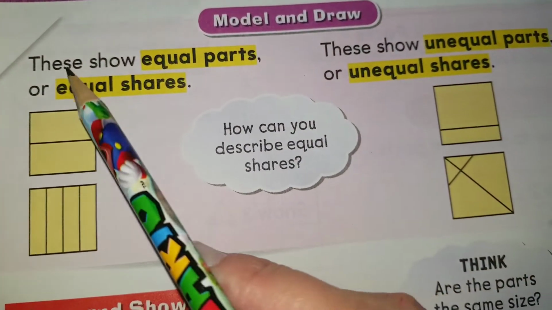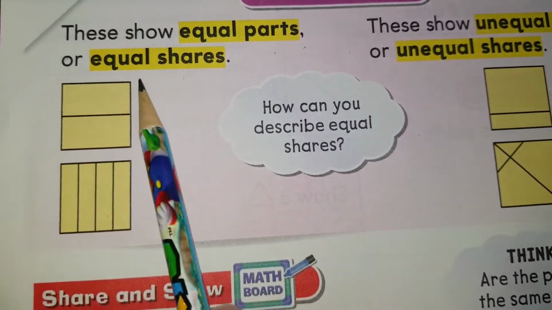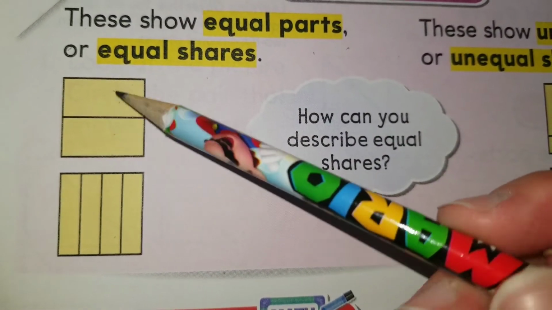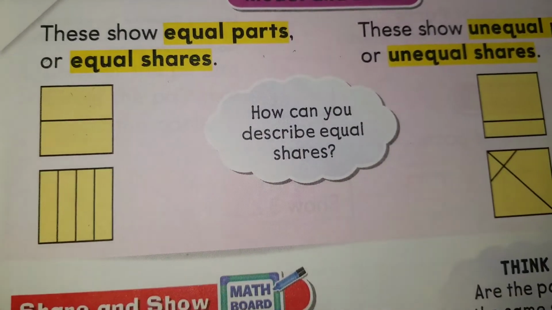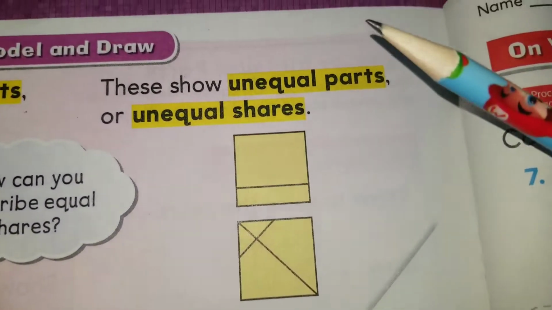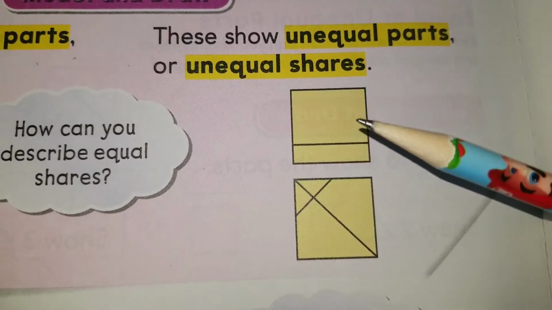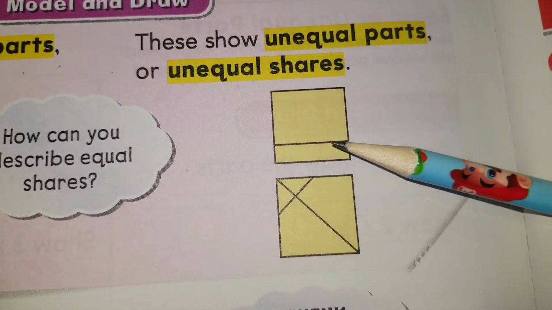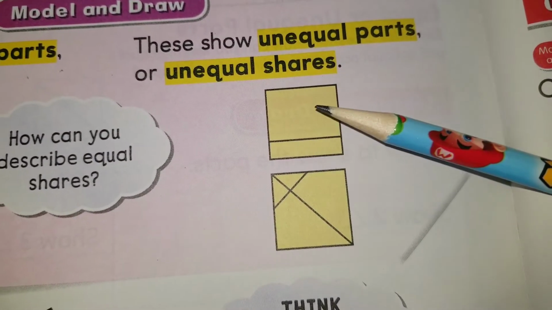Here we can see that these two squares show equal parts or equal shares. Partes iguales o compartimientos iguales, ¿verdad? Here you can see that this line is dividing the square into two equal rectangles, and here into four rectangles that are the same. Now, over here, we have two squares that show unequal parts or unequal shares. As you can see, this square was divided into a thin rectangle over here and a big rectangle on the top. So the parts are not the same.